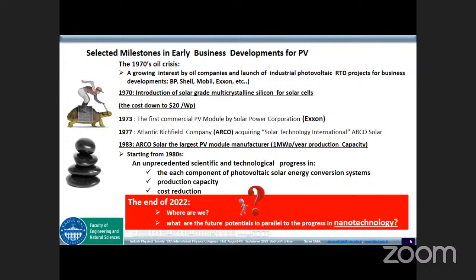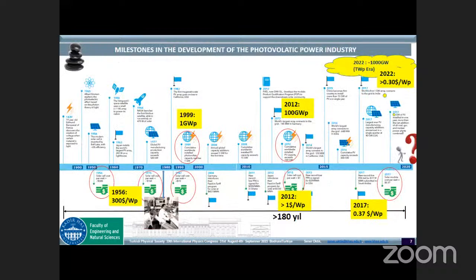Then starting in the 1980s, there was unprecedented scientific and technological progress in the photovoltaic field, and production capacity increased and cost was reduced. And where are we now? Is there really any more room for improving photovoltaic conversion efficiency using nanotechnology? In fact, when you look at this story, it's quite a long story. It's almost a 180-year story of photovoltaic progress.